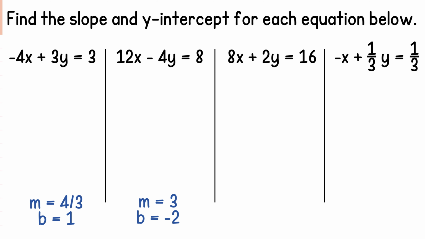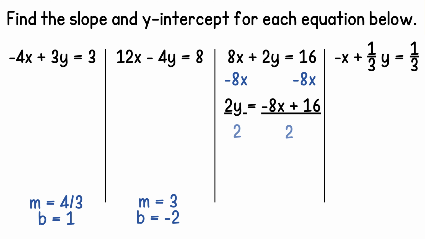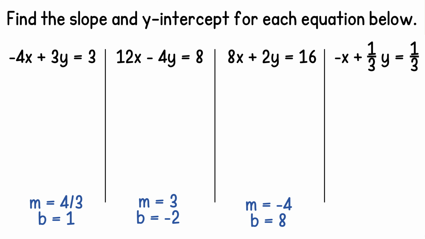Now let's look at 8x plus 2y equals 16. We'll start by subtracting 8x on both sides. This gives us 2y is equal to negative 8x plus 16. Now we'll divide both sides by 2, which gives us y is equal to negative 4x plus 8. So our slope is negative 4 and our y-intercept is positive 8. Now let's look at our last equation.